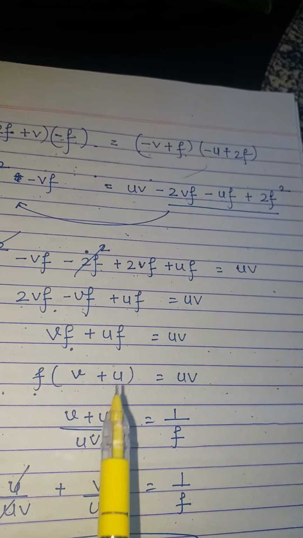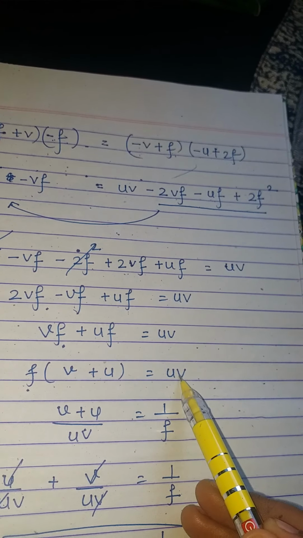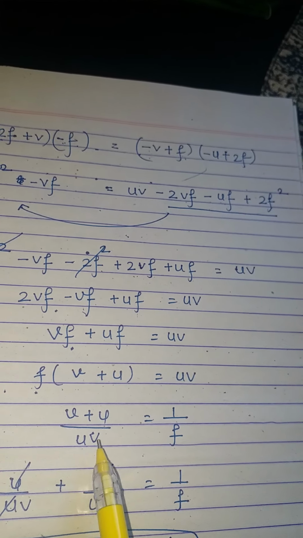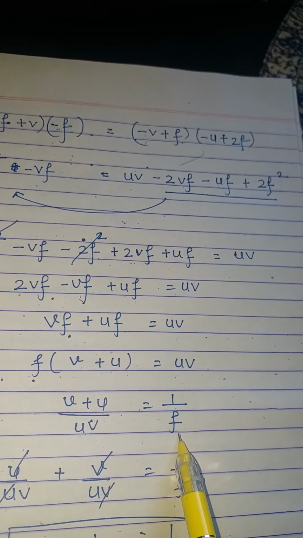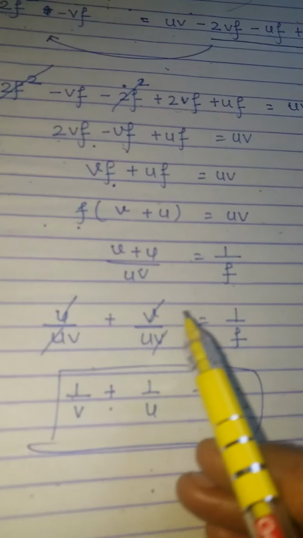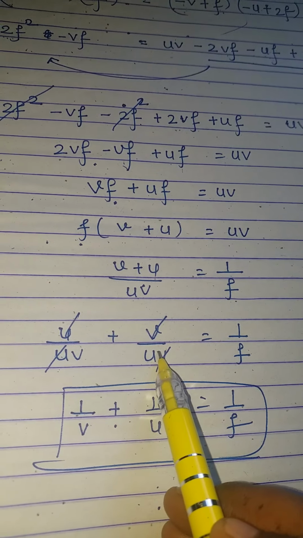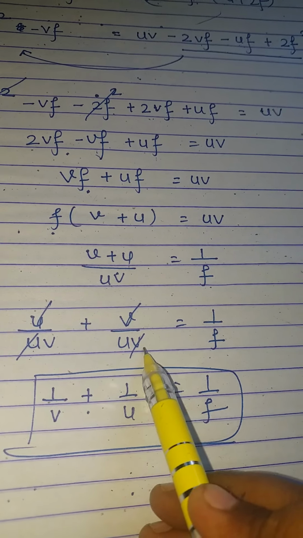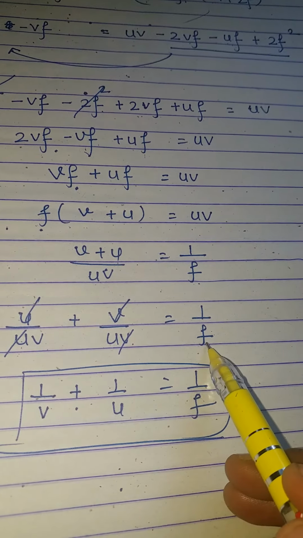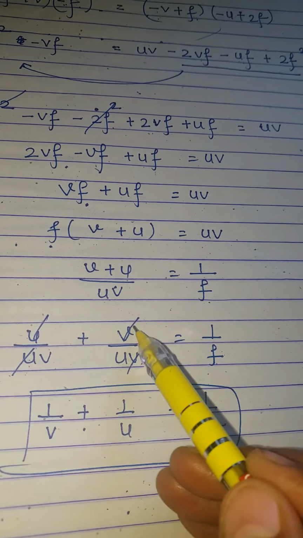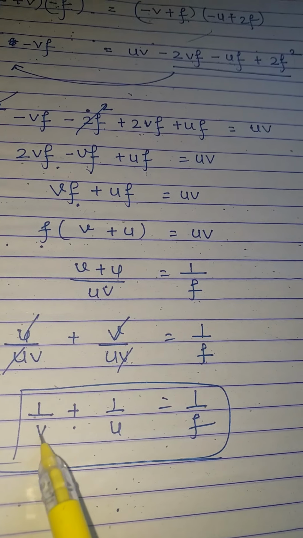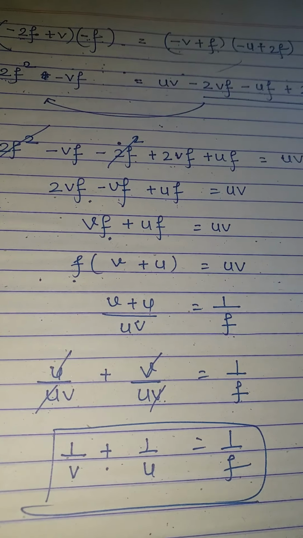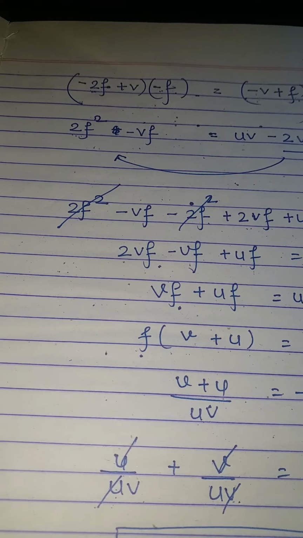Now what are you going to do? You will take this f over here and you will take this uv over here. So you will get v plus u upon uv is equal to 1 upon f. Separating the numerators and denominators, that is taking LCM, what will you get? u upon uv plus v upon uv is equal to 1 upon f. Cancel u and here you cancel v. What will you get? 1 upon v plus 1 upon u is equal to 1 upon f. And this is the mirror formula. So here we have derived the mirror formula.